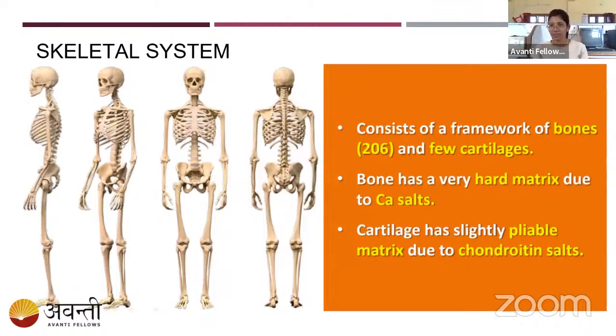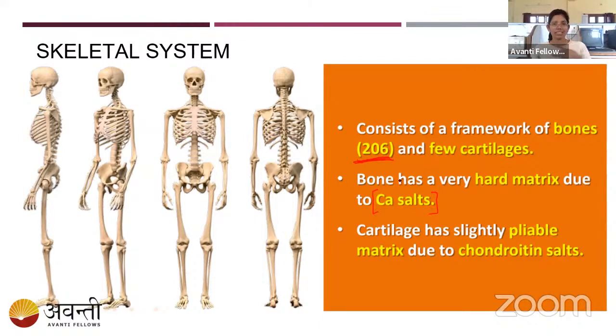What does the skeletal system contain? In the previous class, we have already studied that a healthy human contains 206 bones. Of course, the newborn baby has even more bones, but as the person grows, the bones join together and ultimately form 206 bones, right? So why are the bones very strong? The bones are very strong because of the calcium salts. Is that clear?